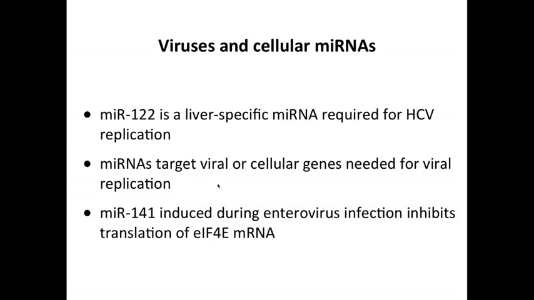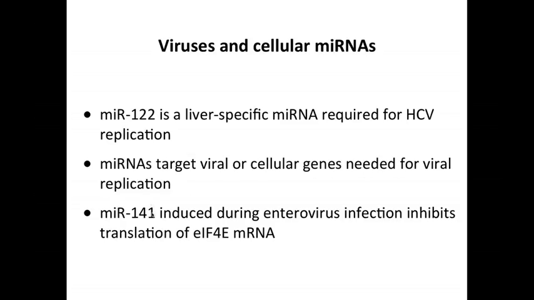A number of microRNAs in the cell target either viral or cellular genes that are needed for viral replication. And these have been identified in various systems. You might be wondering what cellular genes would be needed for viral replication. Well, viruses, of course, have evolved to use different cellular genes in different stages of their replication cycles. And so there are microRNAs within us that regulate those genes and modulate virus infection.